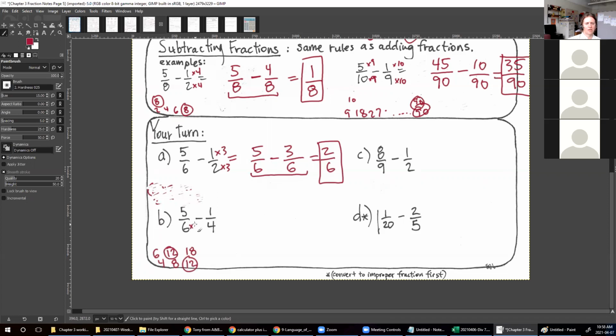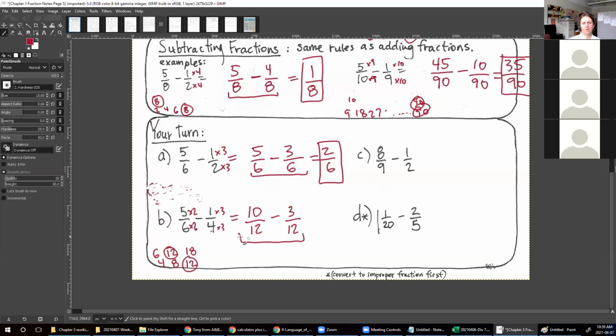Well, we would have to multiply it by a 2. If we're going to do that, we have to multiply the top also by 2. So 5 times 2 is 10, 6 times 2 is 12. We still have to switch this one. So what would we have to multiply 4 by to give us 12? 4 times 3, perhaps. And if I multiply by 3 on the bottom, I also have to multiply the top. So 1 times 3 is 3 on the top, and 4 times 3 is 12 on the bottom.